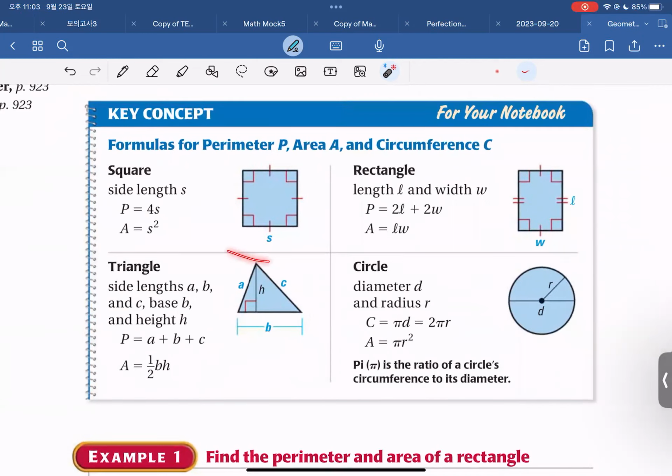And 8 will be the perimeter for the square. For s squared, let's use, again, if the s was 2 again, the area would be 2 squared, which would be 4, and 4 would be your area.